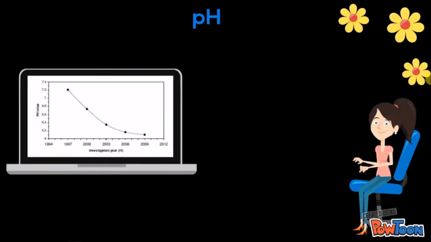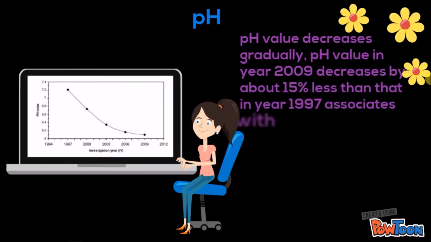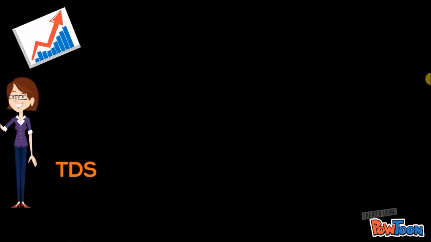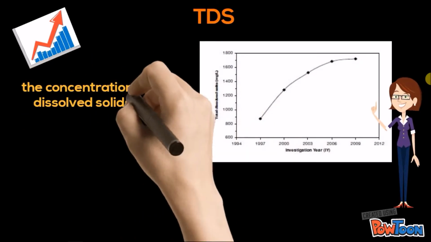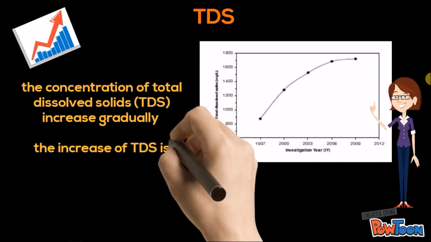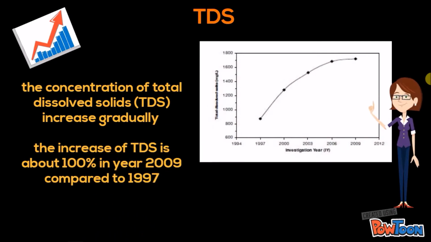As shown in the graph, the pH value decreases gradually by about 15% in year 2009 compared to year 1997. This is due to the increase of acidic chemical composition, dissolved components and complex of detergents. As shown in the graph, the concentration of total dissolved solids (TDS) increased gradually by about 100% in year 2009 compared to year 1997.